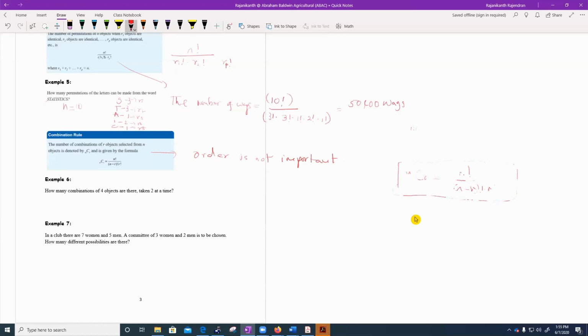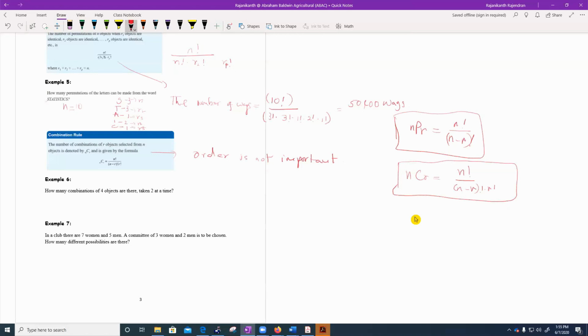Remember, for NPR, we have simply N factorial over N minus R factorial. You don't see this extra factor in the NPR formula. So that's the difference between NPR and NCR. Okay. So before applying the correct formula, ask yourself whether order is important. If order is important or you are putting into order, then use the NPR formula to find the total number of ways. If you are simply choosing, then use NCR.